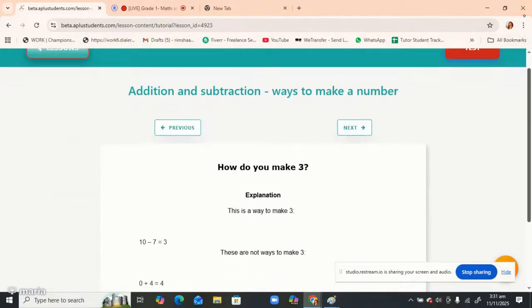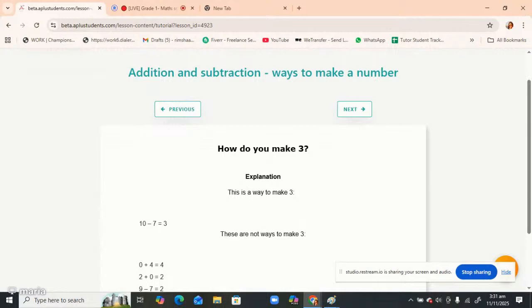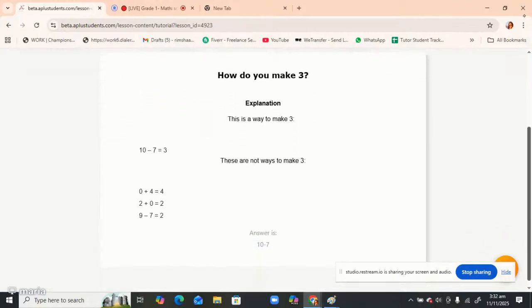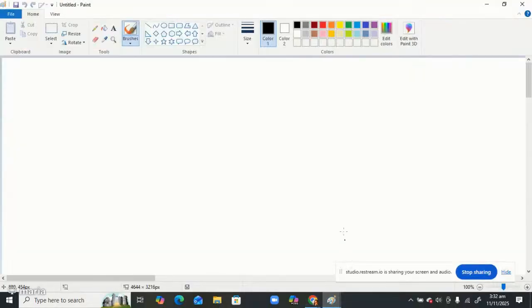So now here, we just look at ways to make a number. Sometimes we add, sometimes we subtract, okay, to make that number. So they're saying, how do you make 3? There are some options that are given. All right. If I'm going to write some numbers here, let's suppose I write, how do you make 5? Okay. We just write it here, 5.